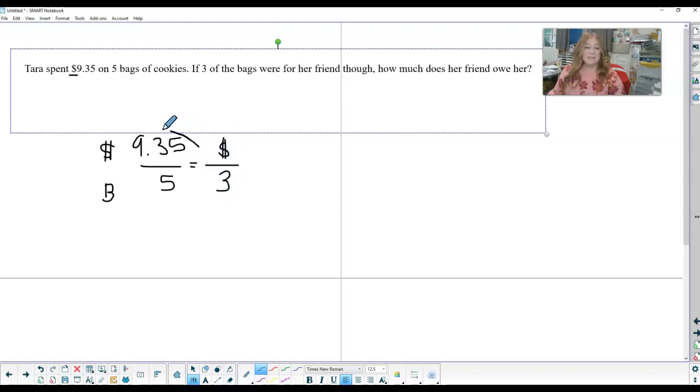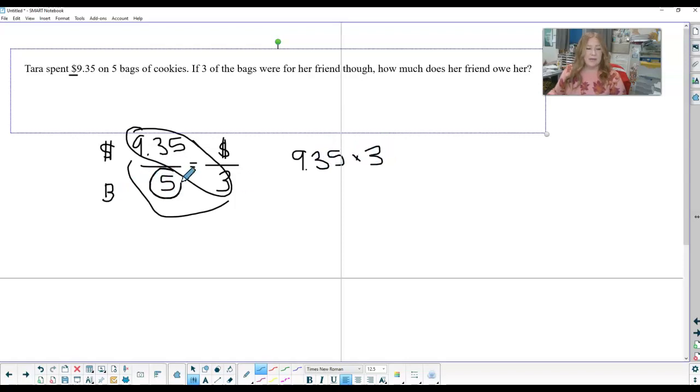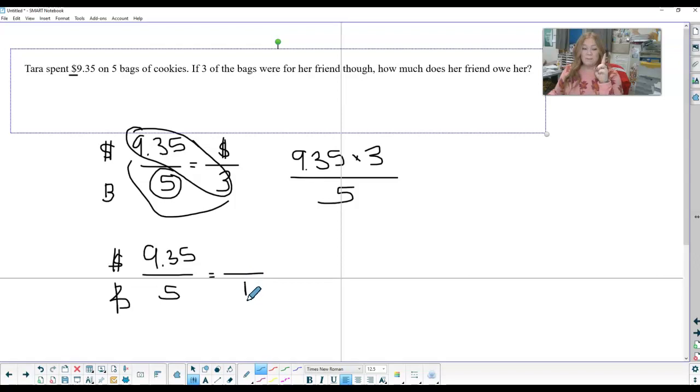So one way I can do this is I can move the 3 to the other side, right? Opposite of divide is times. And I can do $9.35 times by 3. And then divide it into the 5 pieces to get the money all alone. I can also, when I have that set up, take my $9.35 for 5 bags, and I can figure out how much it is for 1 bag. How do I get from 5 to 1? I divide by 5.